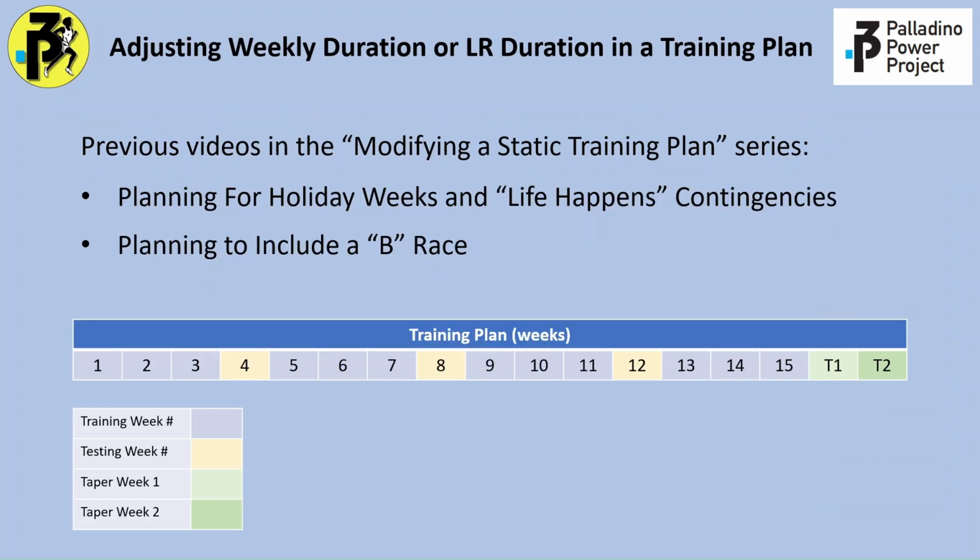I mentioned the modifying static training plan series. I'm trying to get a number of different videos that cover the various questions on modifying a static training plan. I've already done two videos in the series. This is the third. The prior videos were planning, advanced planning for holiday weeks and life happens contingencies, and then how to include a B race in your plan. I'm going to put the links to those videos in the description of this video.